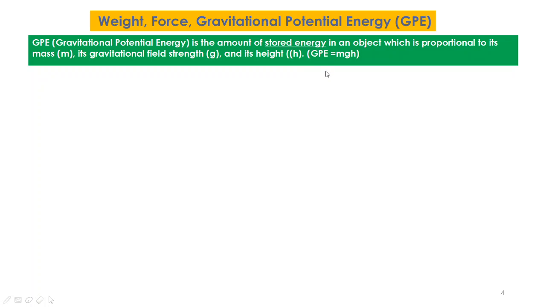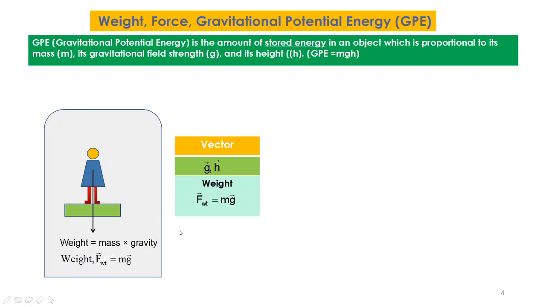Now look at the left diagram. A girl is standing at the platform. We know that g is pointing downwards towards the earth. Hence, the force, or we call it the weight of the girl, should be equal to m times g, which is also pointing downwards in the same direction as g.